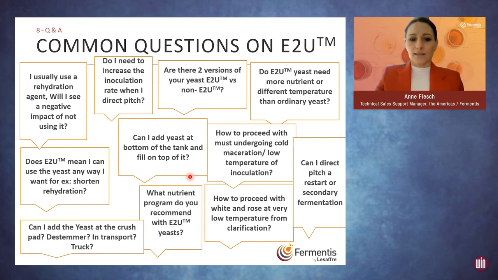Can I add the yeast at the crush pad, at the destemmer, in the transport truck? So I think I gave some recommendation for red. You can add the yeast post destemmer crusher. Make sure that you add it in liquid phase. It's been very successful for a lot of winemakers to do it that way. It seems like it gives you a good homogenization of the yeast very quickly, and fermentation starts quite quickly too.